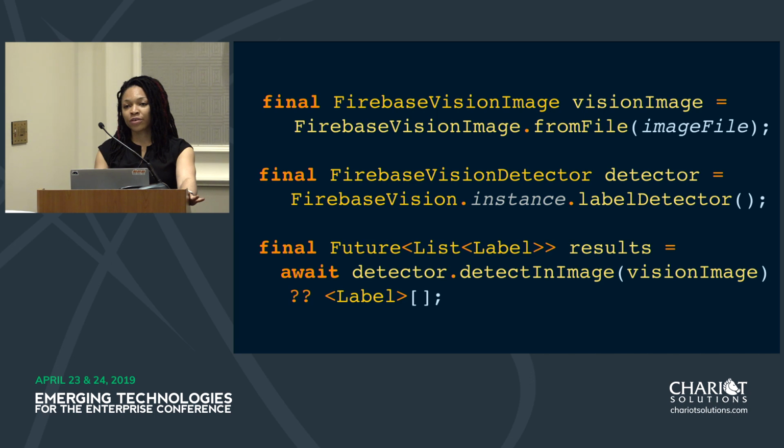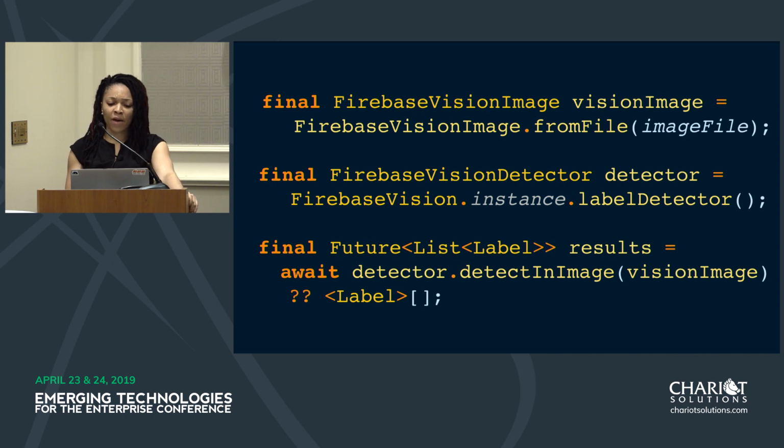I mentioned earlier that you could have a video stream or a camera, or you could just read it from a string path. So it doesn't have to be a file, but in this example, I'm using a file. If I was reading from a camera, I would read from bytes, or from a string path, I would just specify the path there. And then when I get the image, I call the label detector in the second line, and then I use the detector to detect the labels in the image file.